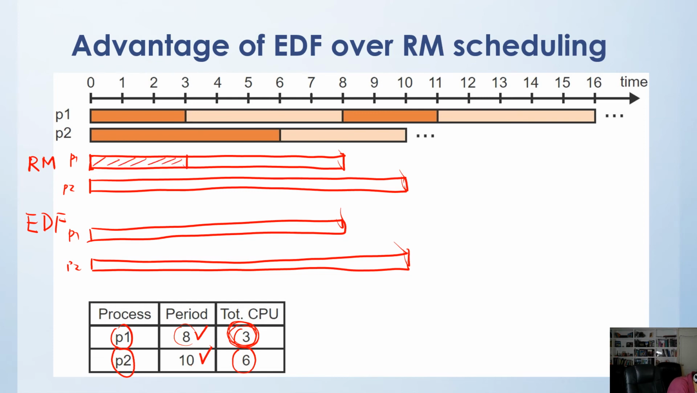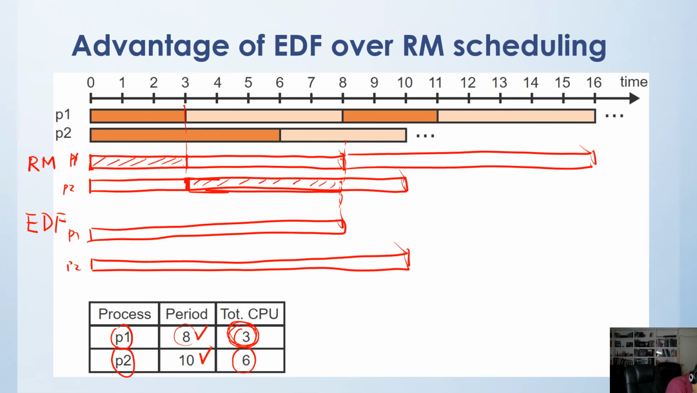And then, once P1 is done for the first period, P2, which waited for the CPU, gets the CPU at time 3, right? And it will continue to run until time 8. Then at this time, P1 enters the second period. Because P2 just ran from time 3 to time 8, which is 5 time units, but P2 has a total CPU time of 6, there's still 1 time unit remaining.